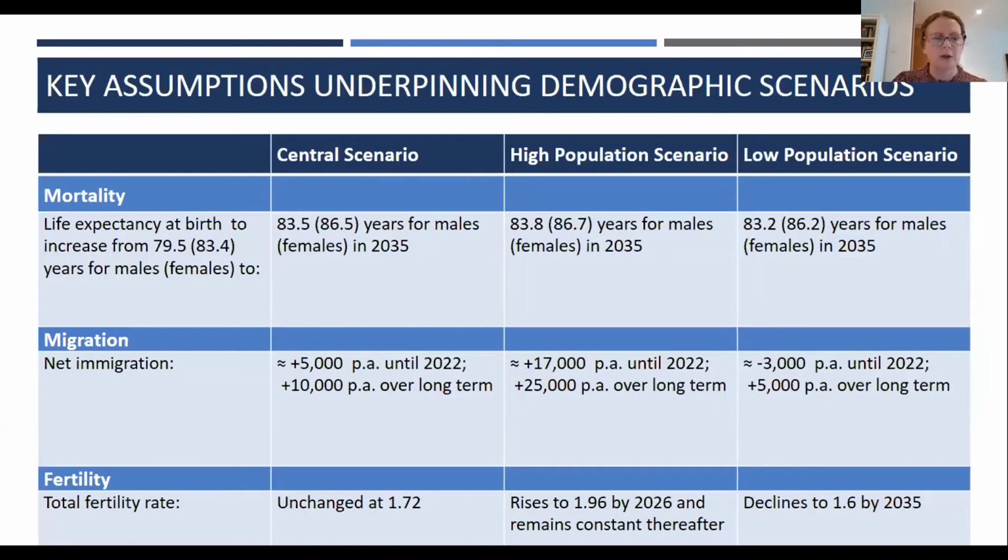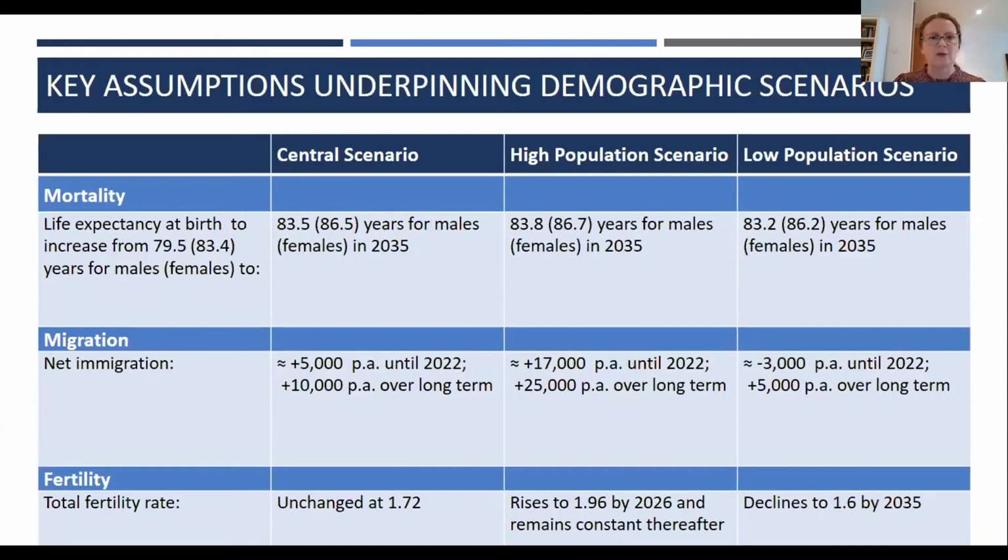On migration, I've mentioned it's a volatile series. Net immigration was just over 33,000 in 2019. We've adjusted net migration figures downwards in the short run, not least because of the weaker macro environment, but also because of the nature of the public health shock. It's reasonable to assume that migration will be lower in the short run because of travel restrictions, lower confidence, uncertainty, and so on.